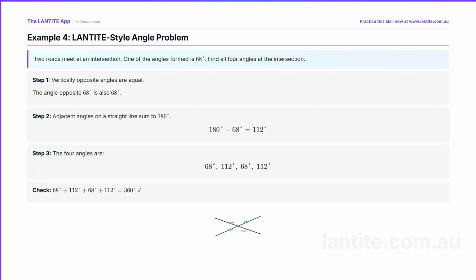2 roads meet at an intersection, and one angle is 68 degrees. Using vertically opposite angles, the angle directly across is also 68 degrees. The adjacent angles are supplementary, so 180 minus 68 gives 112 degrees. The four angles at the intersection are 68, 112, 68, and 112 degrees. As a check, they add up to 360 degrees. This kind of real-world angles question is very typical of the LANTITE.